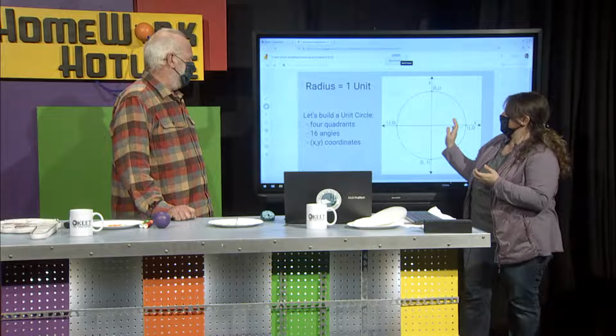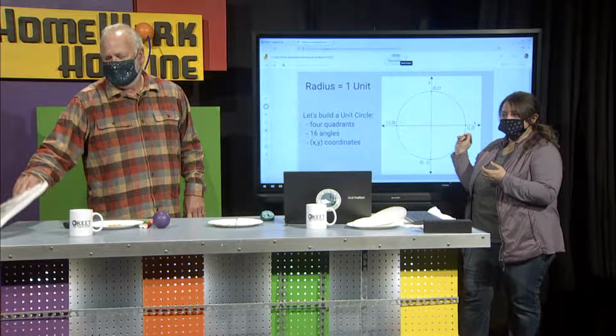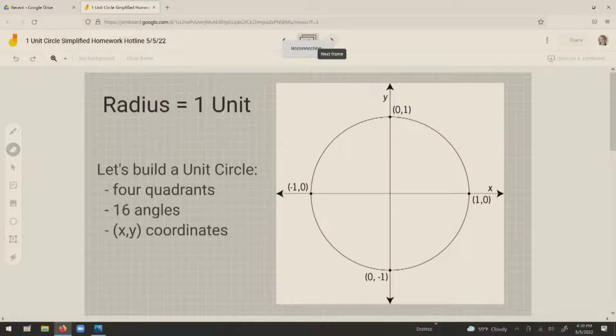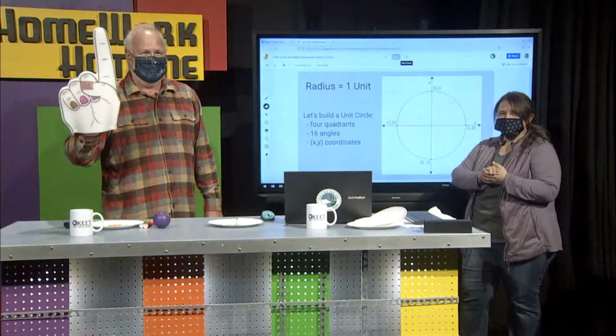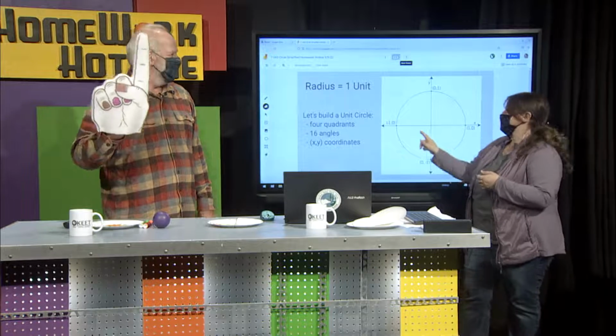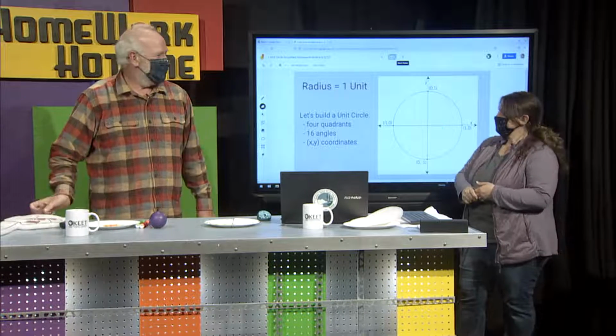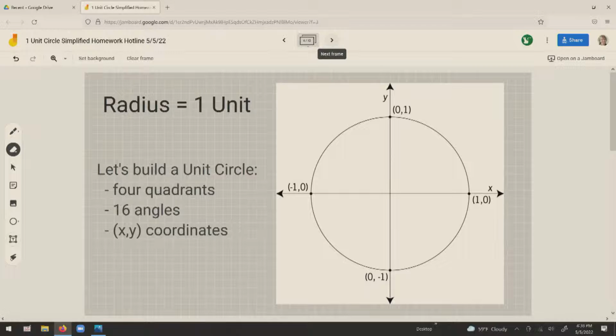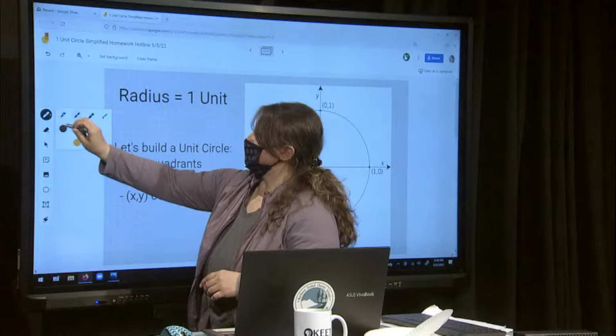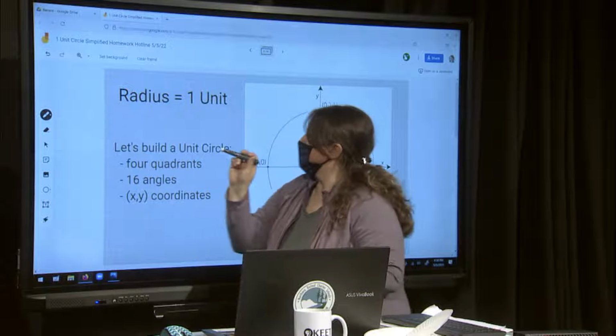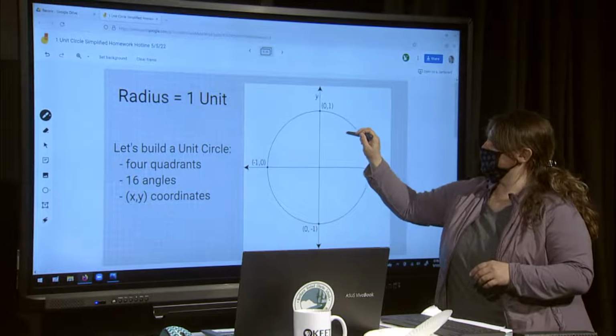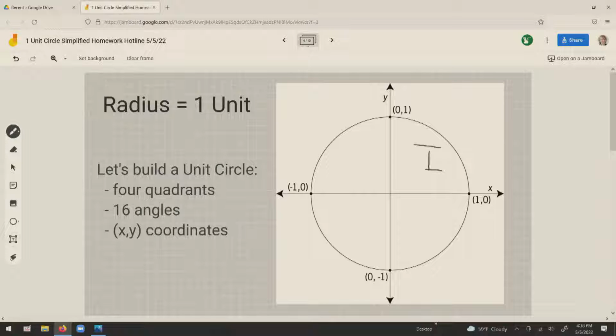Okay, this is called a unit circle because the radius is 1. So let's keep that in mind, that the radius has a measurement of 1. To build the unit circle, we're going to have 4 quadrants. Okay? And quadrants will start over here. Okay, quadrants will start right here as the first quadrant.